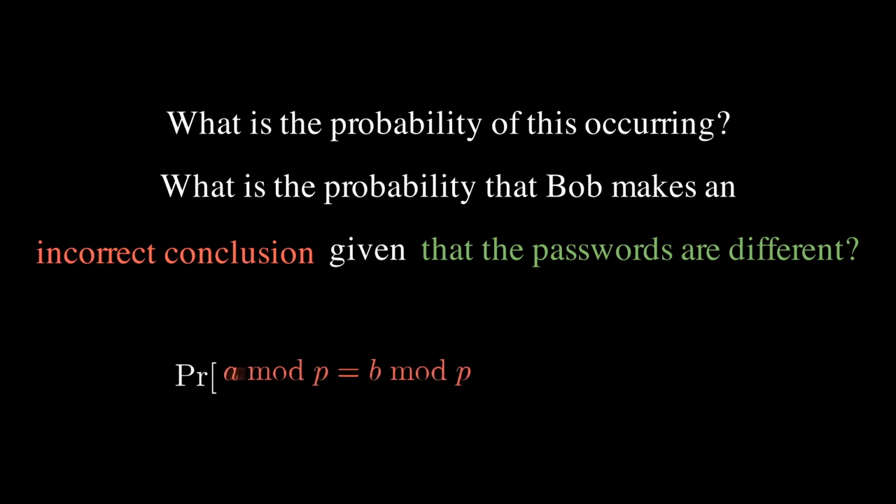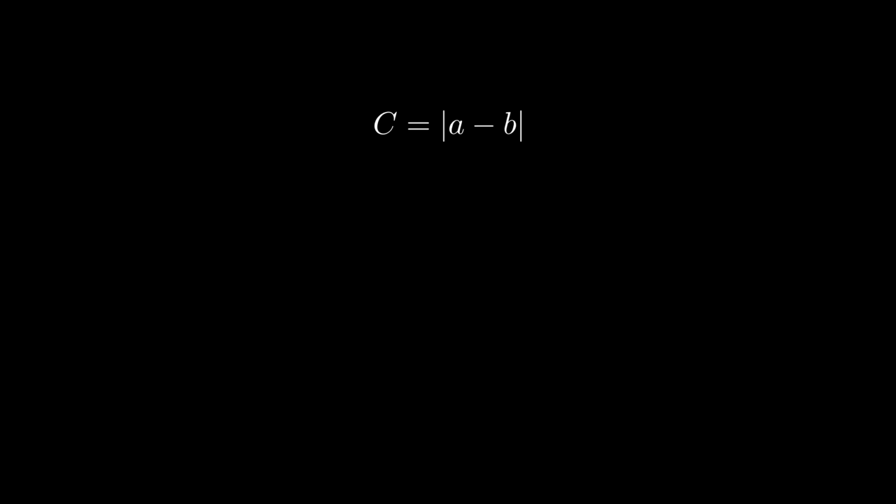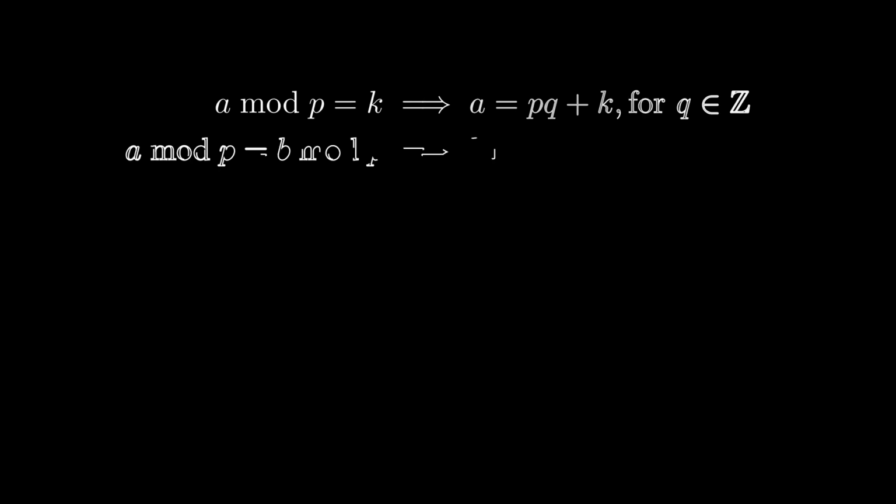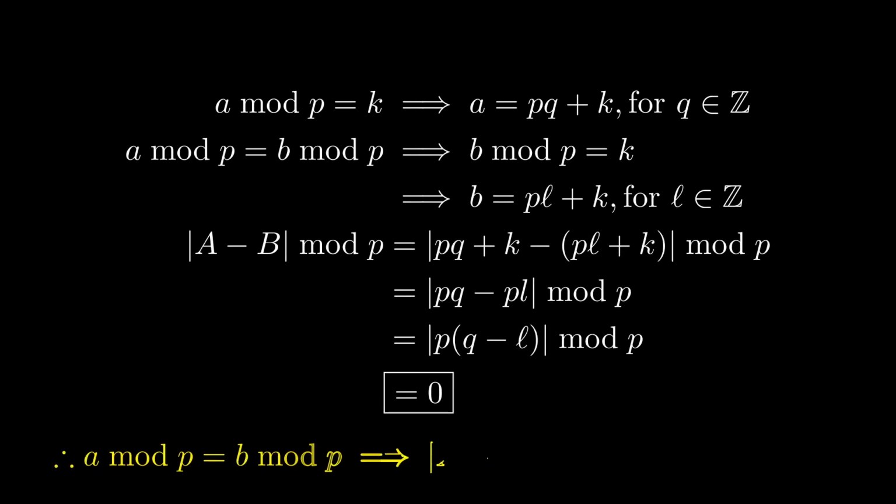To answer this, we must compute the probability that A mod P equals B mod P, given that A does not equal B. Mathematically, let C equal the absolute value of A minus B. We can rewrite our intended probability in terms of C. We have A not equal to B as our given, and this is equivalent to C not equal 0. Additionally, we have that if A mod P equals B mod P, then C mod P equals 0. If that last substitution is unclear, here's a more formal proof.